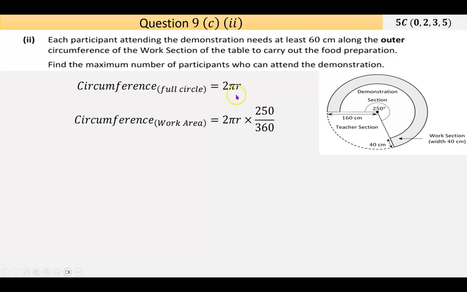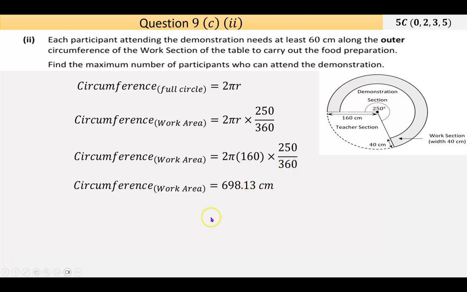We know that the radius of the big circle is 160, okay? So it's 2 pi times 160 by the amount of the table we're talking about, this section here, which is only 250 out of the 360. Now that's a calculator job. Put it through. I got 693.13, okay?